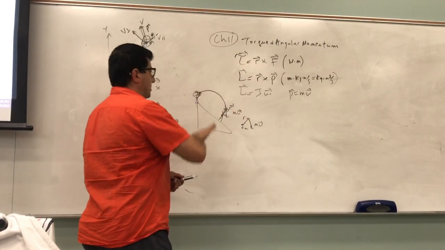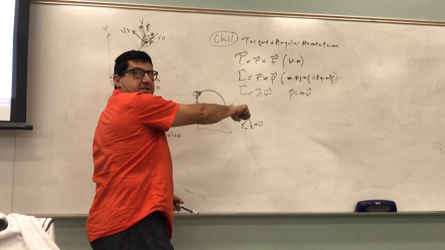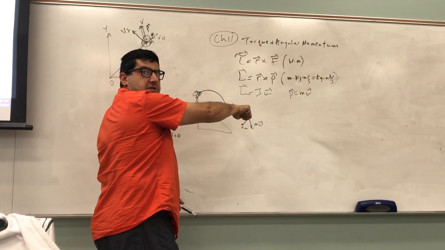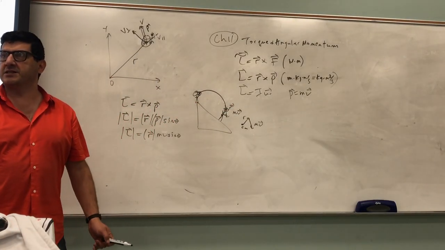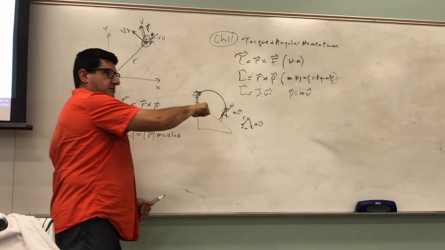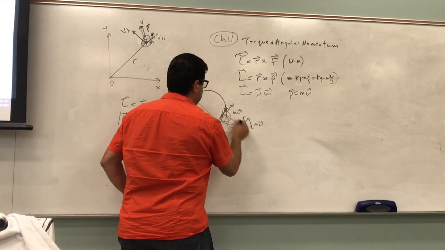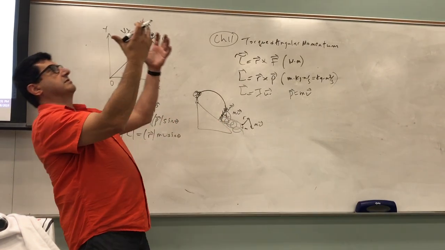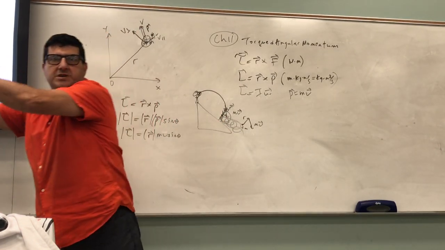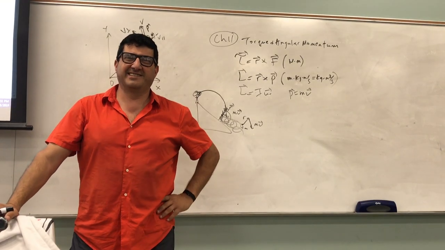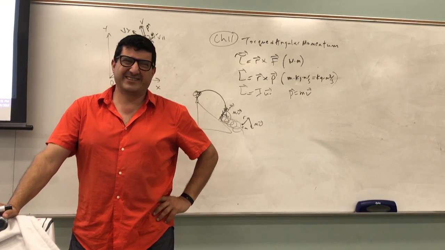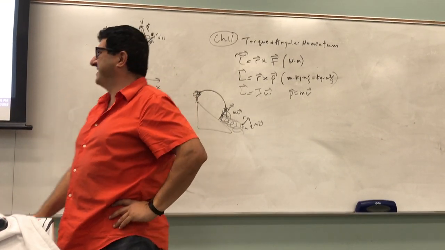R cross MV. It imparts an angular momentum into the board. And angular momentum causes you to do what? To rotate clockwise. So this guy's going to start tumbling like this, right? Then he's going to tumble clockwise like that. That's exactly what happened. What a good scenario, I like that.